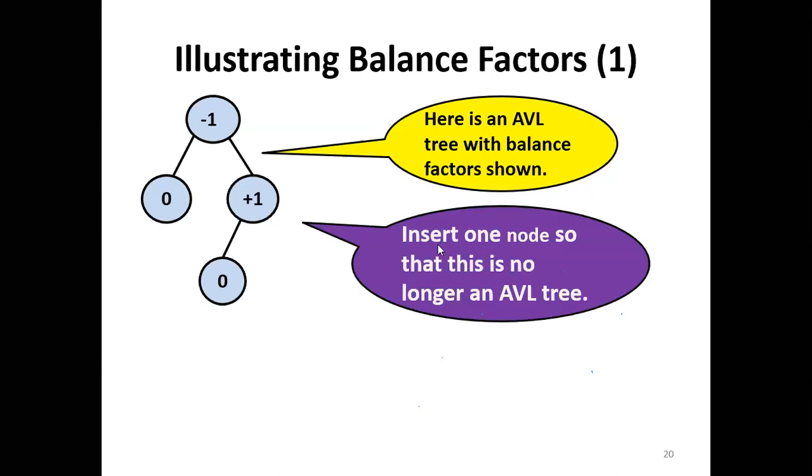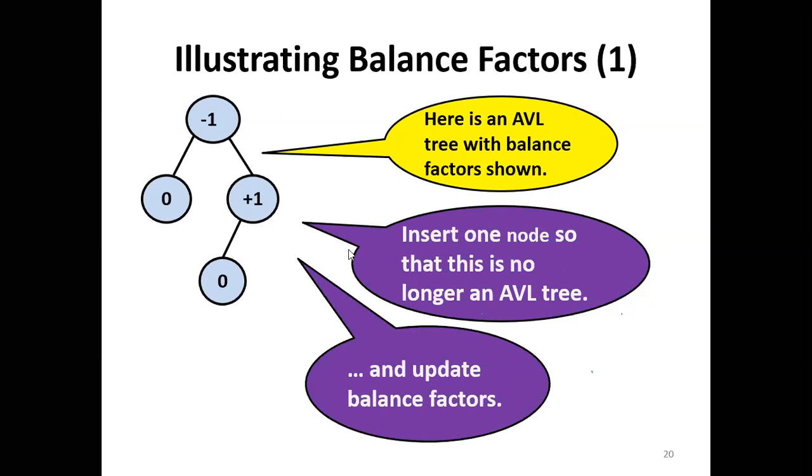Now, we can add a node to this to make it unbalanced. So you can add any node. If you add a node, for instance, to this place, then this node will become unbalanced, because let's have a look. To add a node somewhere here, you can try that anyway.